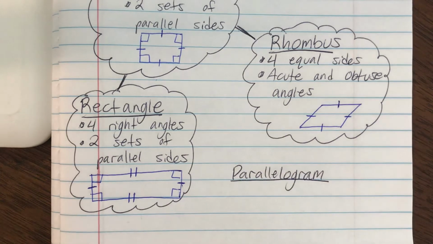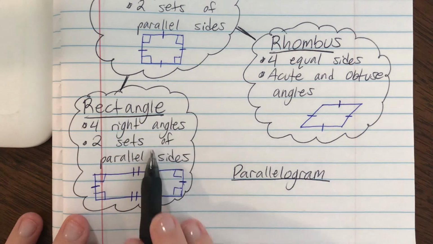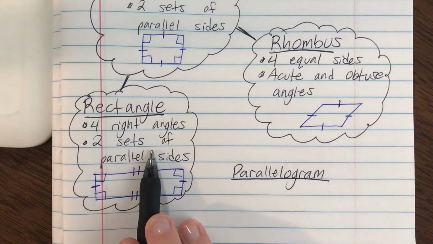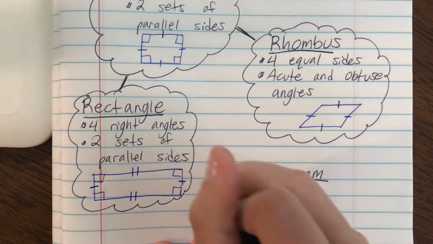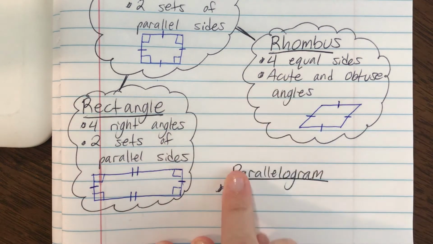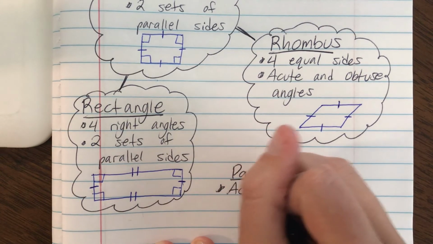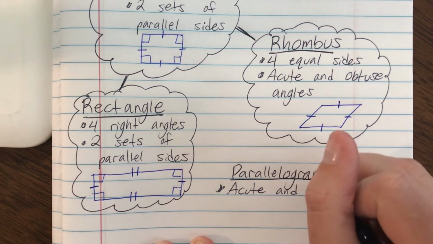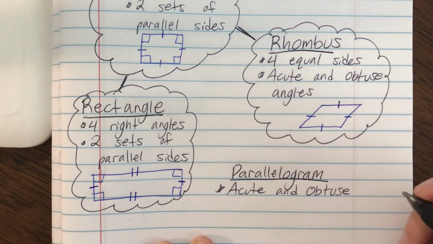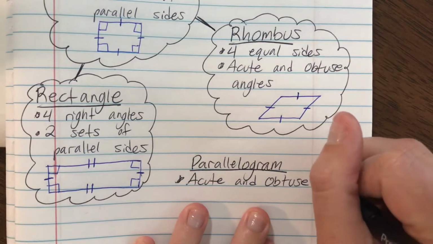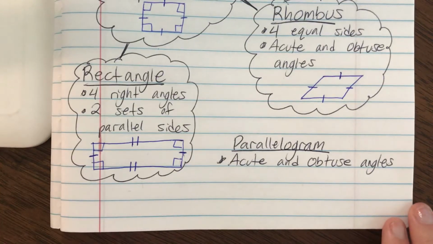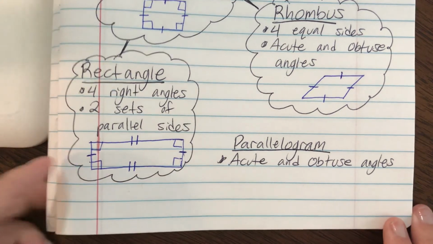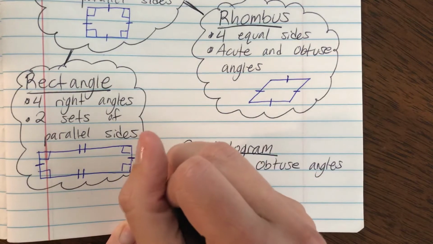So with a parallelogram, it's going to take a few of the characteristics of a rectangle. It's also going to take a few characteristics of a rhombus, okay? So with our parallelogram, it's going to take the acute and obtuse angles from our rhombus. And then from our rectangle, it's going to bring over the attribute of having the two sets of parallel sides.